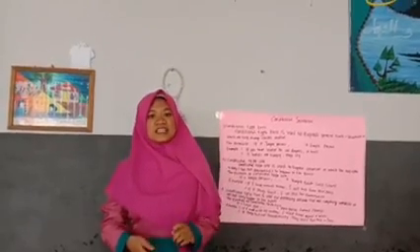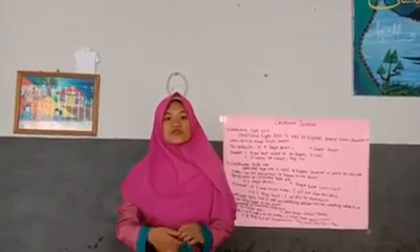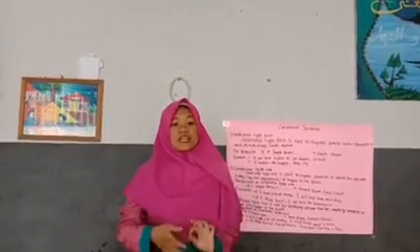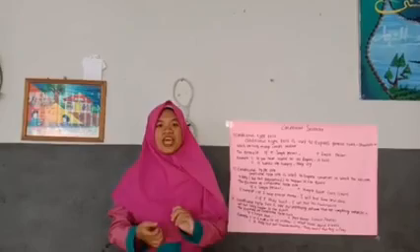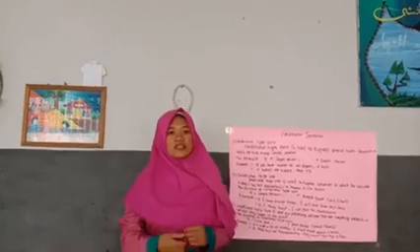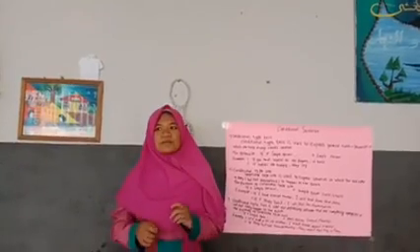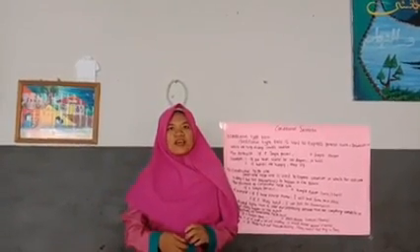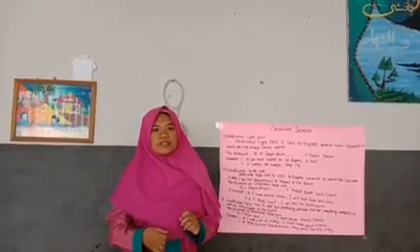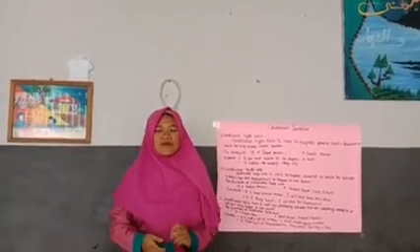Okay, next is conditional type 3. Conditional type 3 is used to explain that the present circumstance would be different if something different had happened in the past. Okay, the formula of conditional type 3: if plus past perfect, comma, blank blank blank plus past future perfect. The formula of past future perfect is subject plus would plus have plus be. Okay, next, the example of conditional type 3.